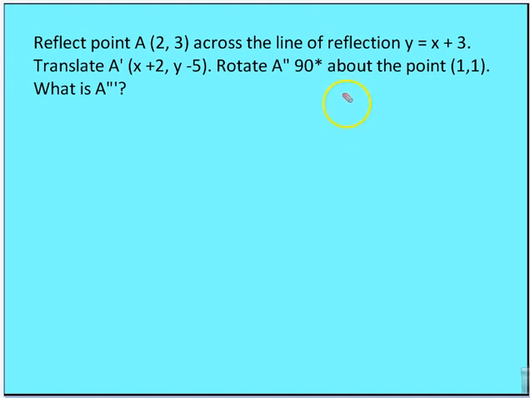All right, so for the last part of the class, I'm going to have you reflect point A, which has coordinates of 2, 3, across the line of reflection y is equal to x plus 3. Translate A prime +3, -5. Rotate A double prime 90 degrees about the point 1, 1, and then find A triple prime. And I want you to do this all mathematically. So let's see if you can handle this composition for this one point, and then I'm going to come back and go through the answer with you.